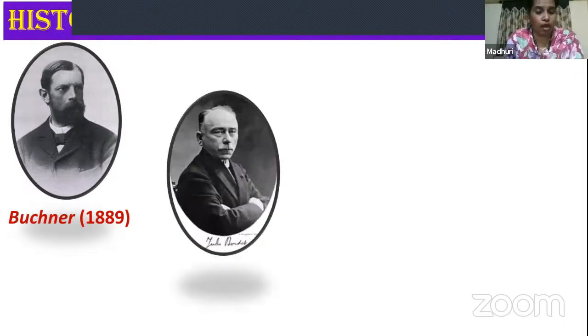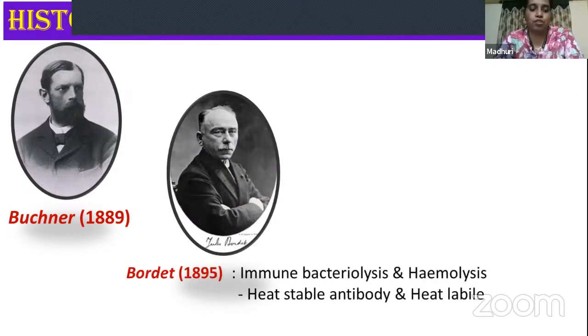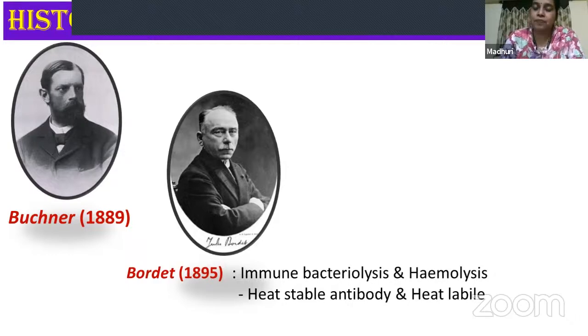Later, it was Jules Bordet. He was the person who paved the way to identify that the particular protein Buchner was talking about had both bacteriolysis and hemolysis properties. He said that this component uses both the antibody, which is a heat stable component, and a heat labile component. Now, what does heat labile mean? Heat labile means anything which can be destroyed when you heat it at 56 degrees centigrade for 30 minutes.